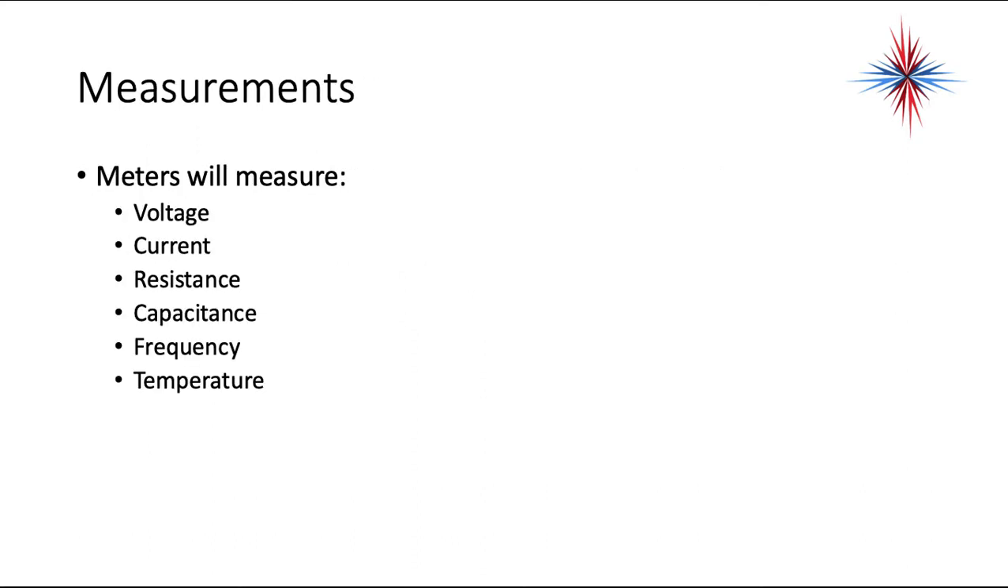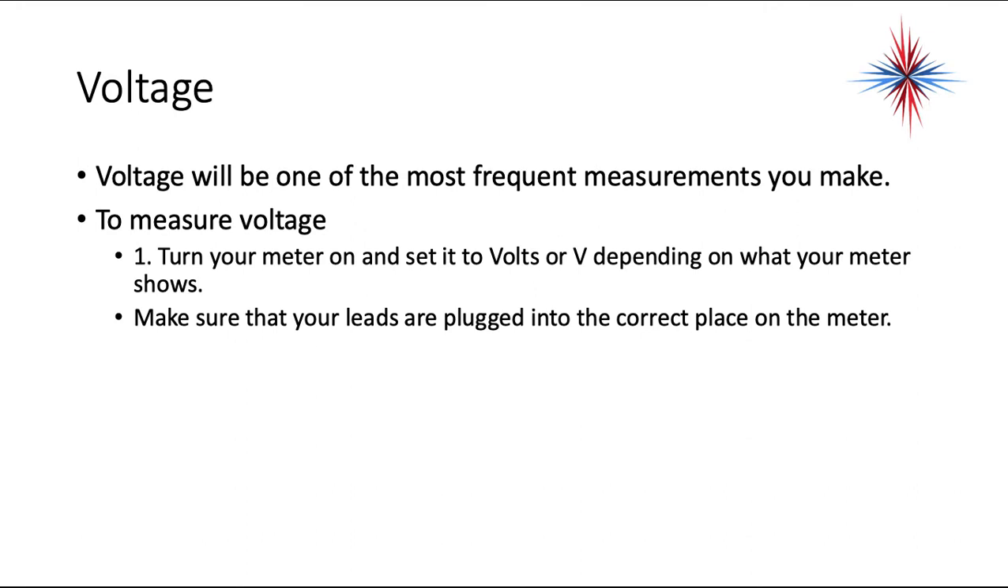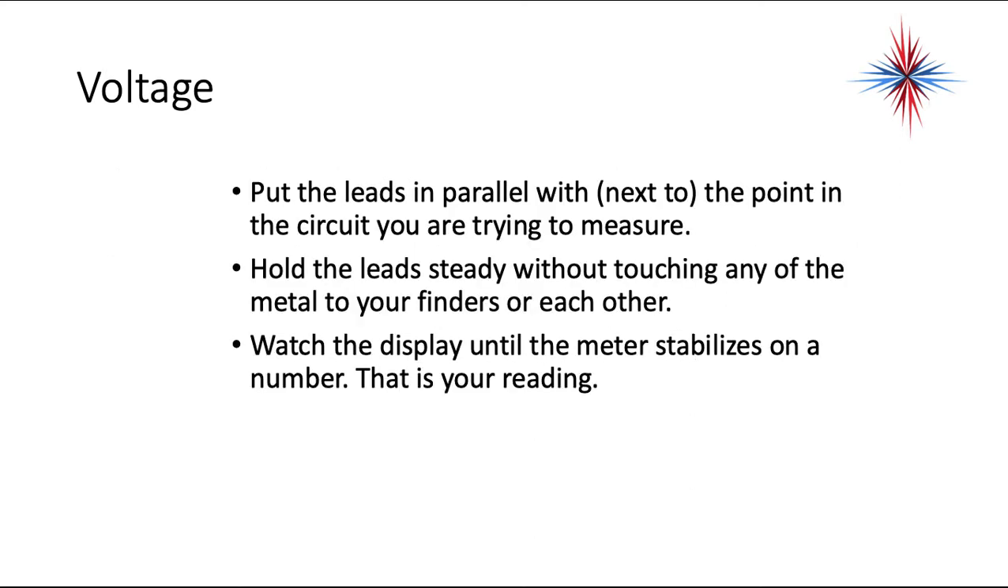Meters will measure voltage, current, resistance, capacitance, frequency, and temperature. Voltage is the most frequent measurement you make. To measure voltage, turn your meter on, set it to volts, or V, depending on what your meter shows. Make sure your leads are plugged into the correct place on the meter. Put the leads in parallel with, which means next to, the point in the circuit you're trying to measure. Hold the lead steady without touching any of the metal to your fingers or each other. Watch the display until the meter stabilizes on a number. That is your reading.